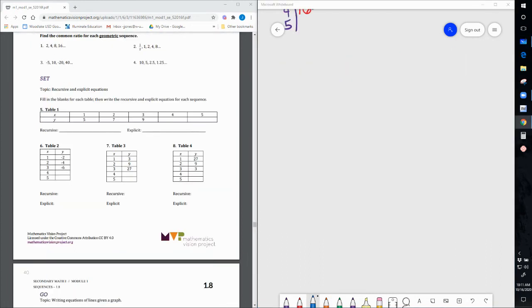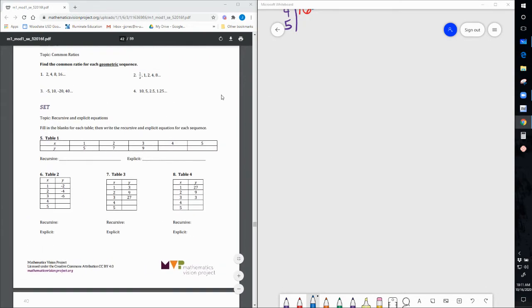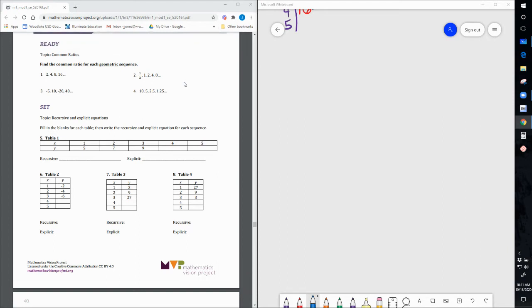All right, the next section, 5 through 8, I believe, is about recursive and explicit equations. Fill in the blanks for each table, then write the recursive and explicit equation. It doesn't say if these are arithmetic or geometric this time, so you have to figure out what it is based on whether it's adding or subtracting, which would be arithmetic, or multiplying and dividing, which would be geometric. So you just have to look at the table and write the equation.